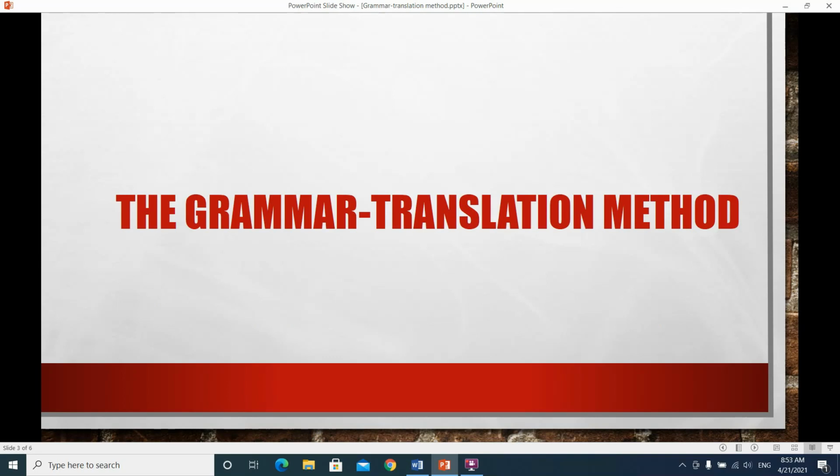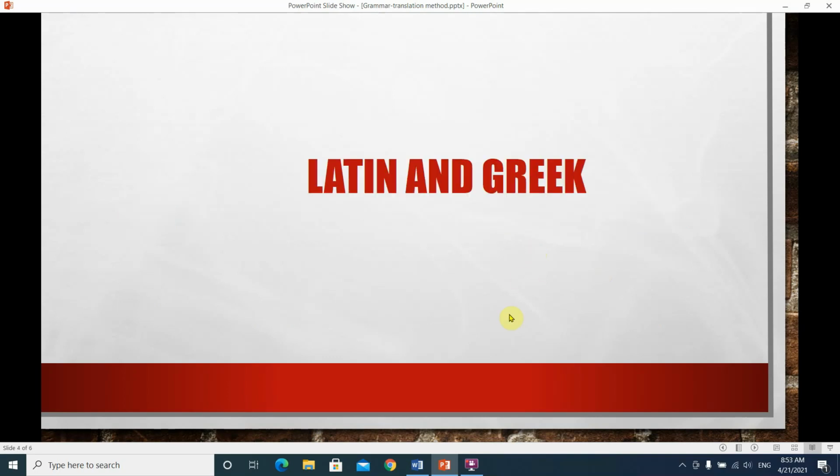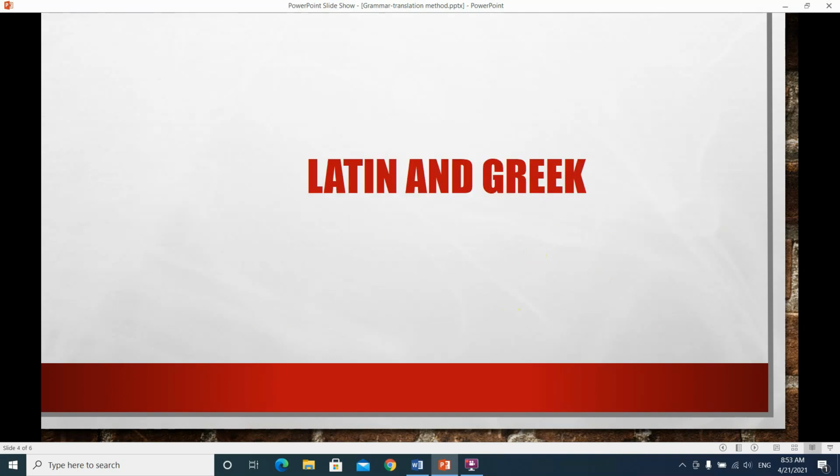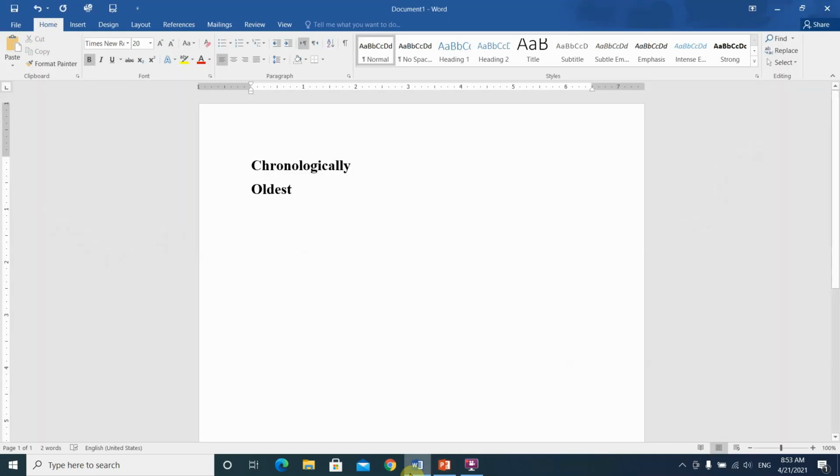The first method we are going to talk about is called the grammar translation method. Why do we start with this method? Because it is the oldest of them. The method actually is affected by the teaching of Latin and Greek. You know Latin and Greek, two languages, but unfortunately they are two dead languages. Latin and Greek are dead languages.